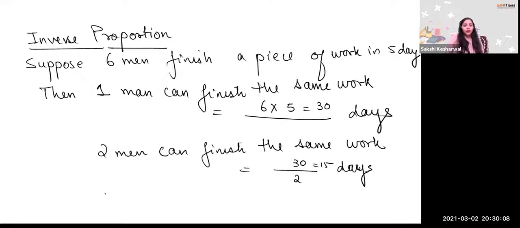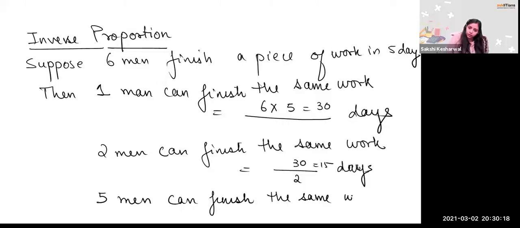Now if I say 5 men can finish the same work in how many days? 30 divided by 5, which equals 6 days, right? Yes. So what happened in such a type of question?